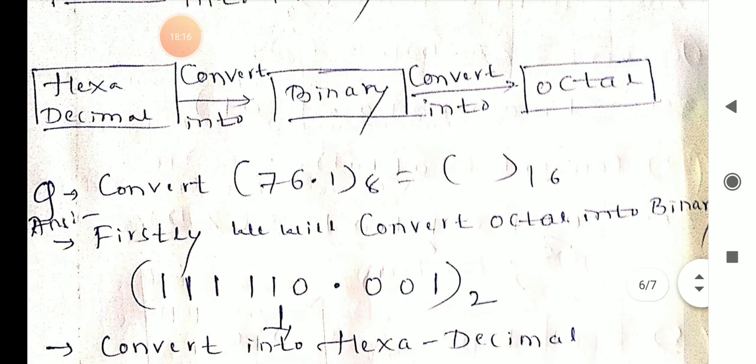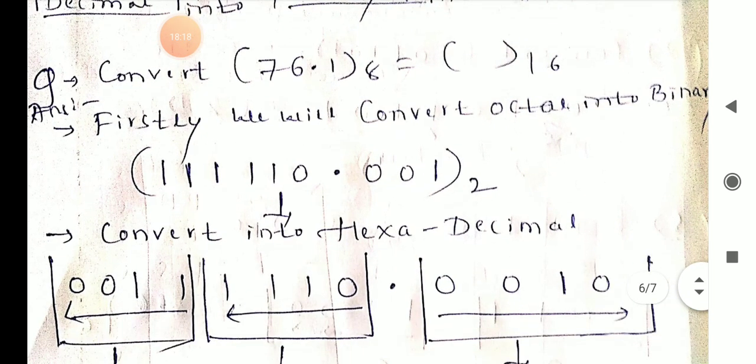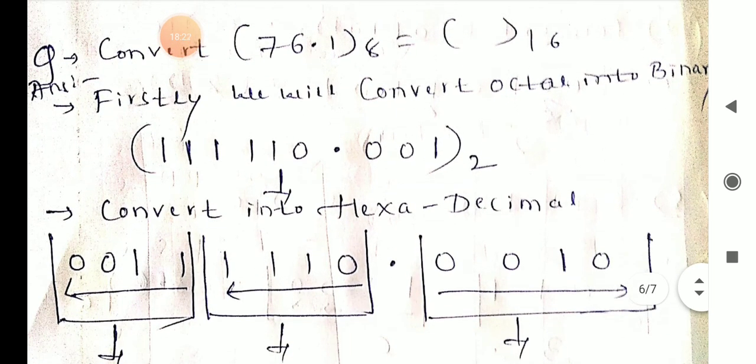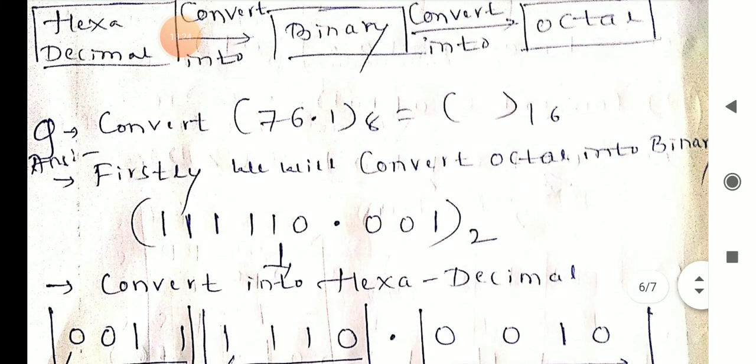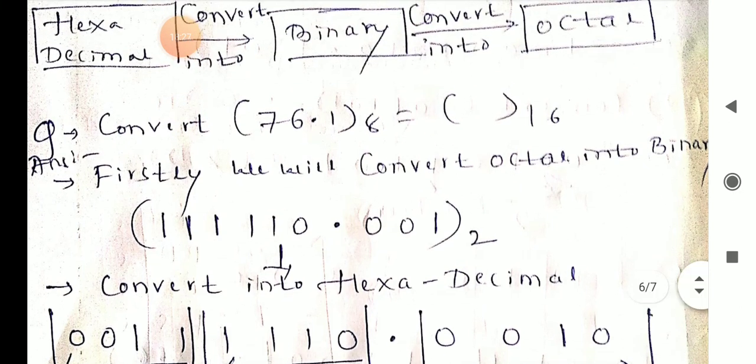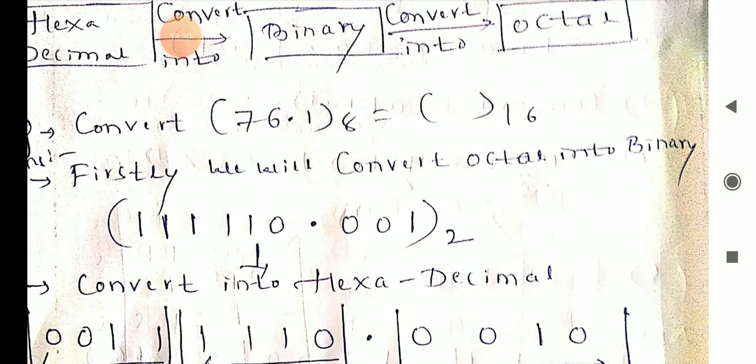Let me take one example. Convert 76.1 octal into hexadecimal. What is the first step? Firstly we will convert octal into binary. So go to the table. 7 in octal is 111. Next, 6 is 110. We write these numbers by using the octal table. The dot we keep as it is, and 1 is 001. So this is the binary conversion.